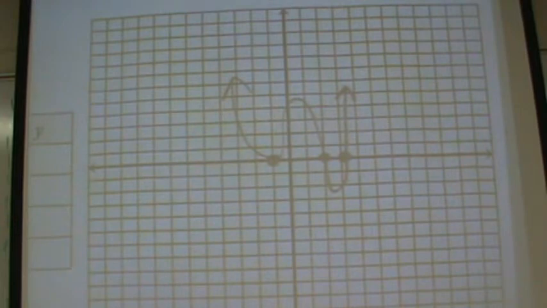Now, how will I be exact? Did anyone see what I put next to your graph? A T-chart. What do you think you're going to do?